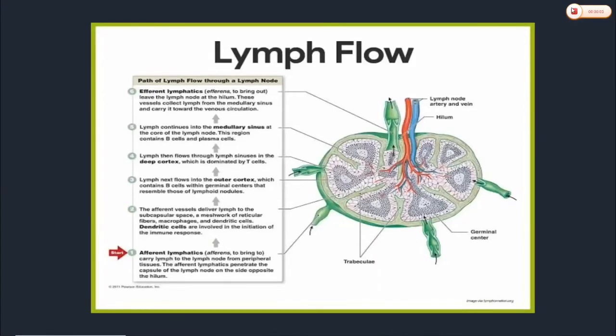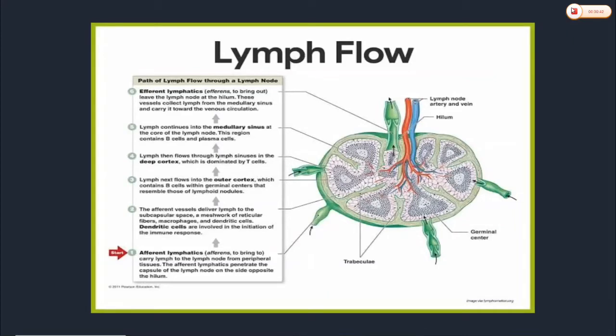Path of lymph flow through a lymph node. Lymph enters nodes through afferent lymphatics, flows through sinuses, and exits through efferent lymphatics. So I will just discuss the processes. First is the afferent lymphatic that carries lymph from peripheral tissue, and the afferent vessel delivers lymph to the subcapsular spaces, a meshwork of reticular fibers, macrophages, and dendritic cells. Dendritic cells are involved in the initiation of our immune response.